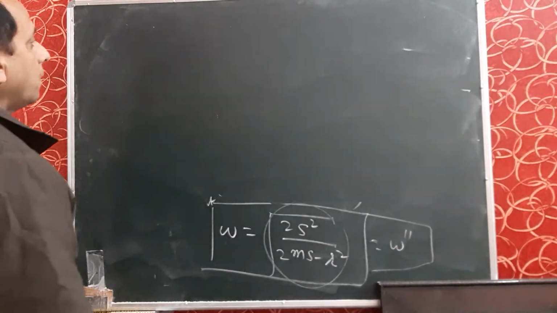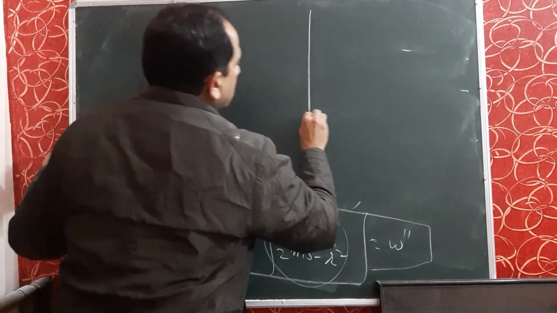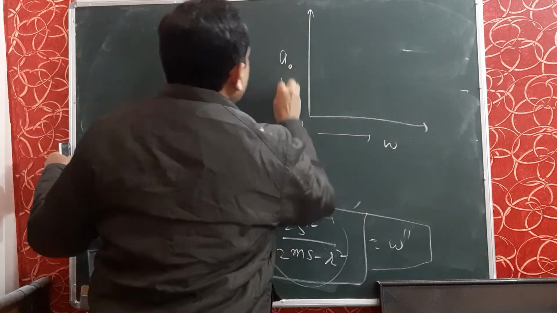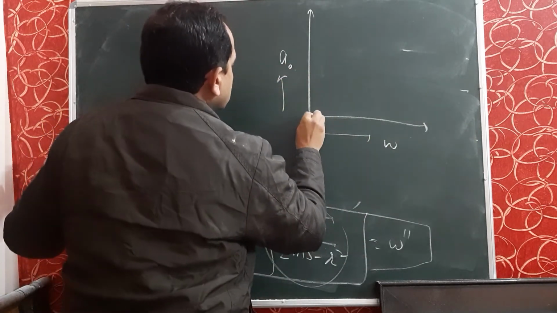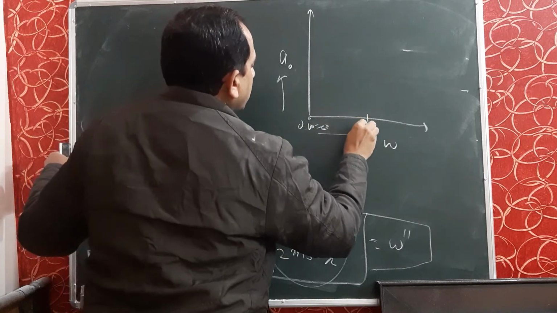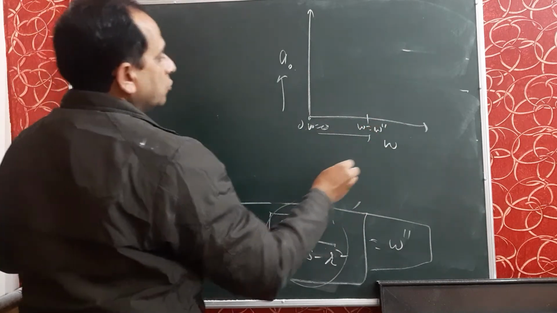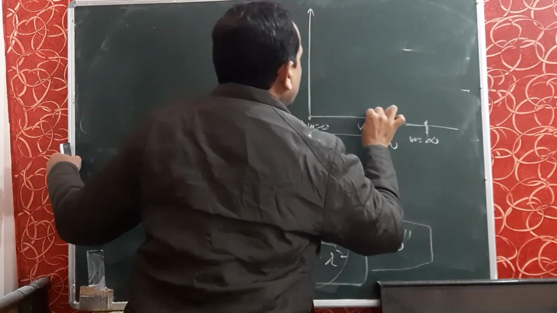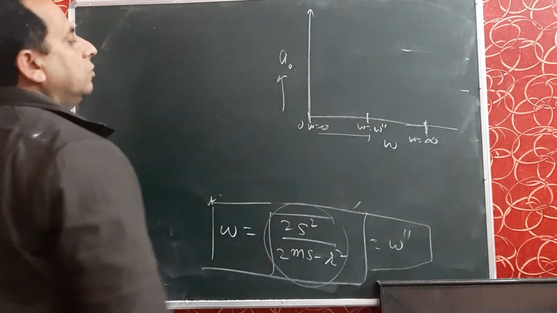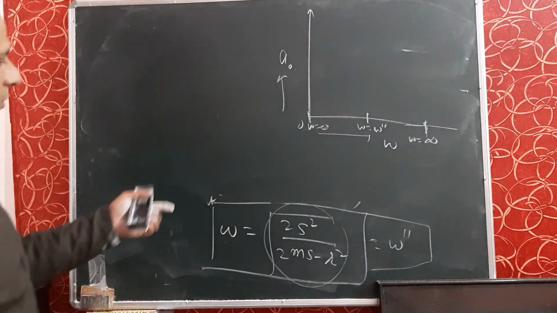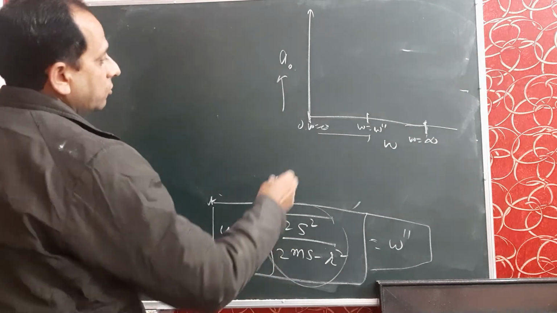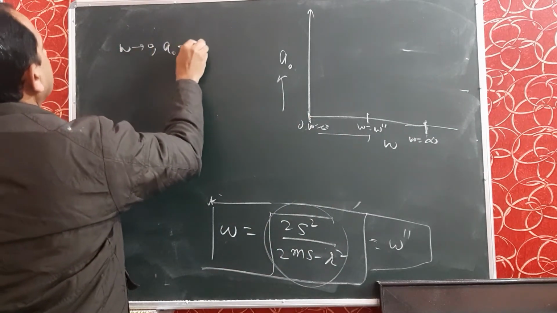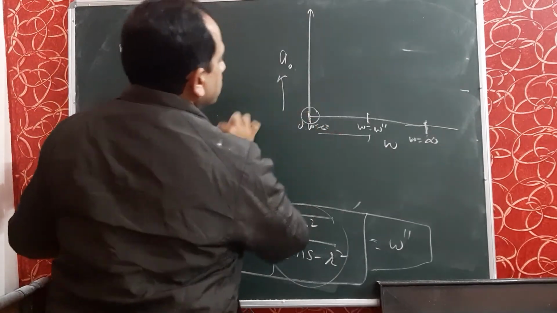Now, we will plot the graph between acceleration amplitude versus omega. Omega has three values: omega equal to 0, omega at omega double dash, that is at resonance, and the third value is omega equal to infinity. So we have three points, three coordinates. What is the first coordinate? When omega tends to 0, acceleration is also 0. So that is omega 0, acceleration 0, this one.